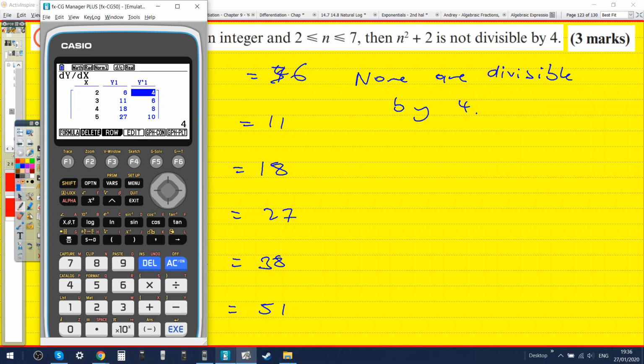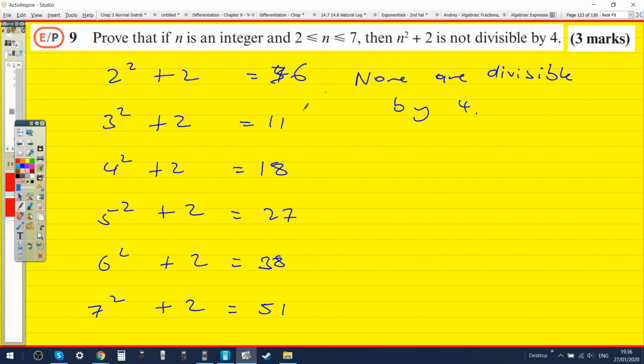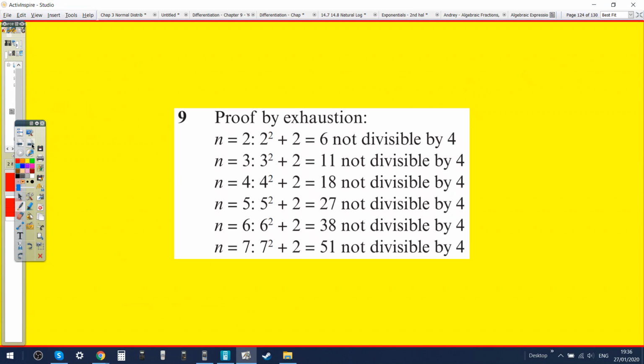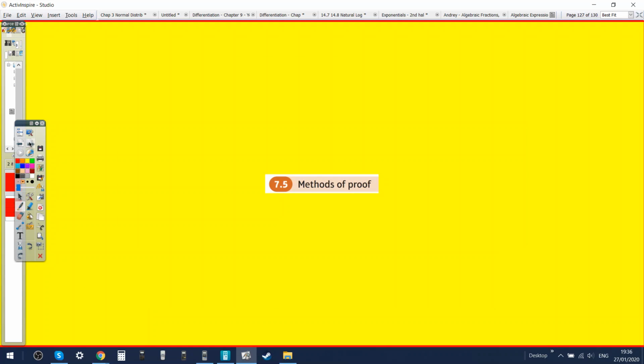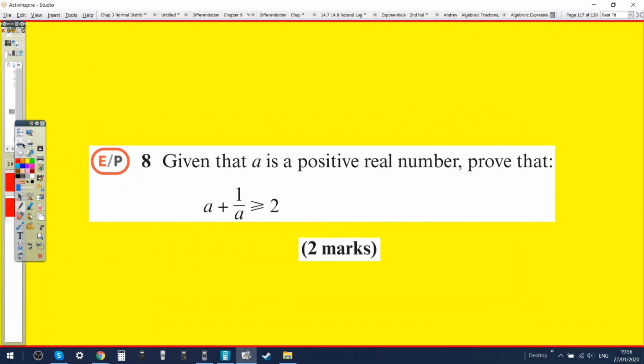Yes. And so you just exhausted all possibilities there. Any questions about that? No. Okay, and it's good to use the table for proof by exhaustion. Okay, let me now go back.